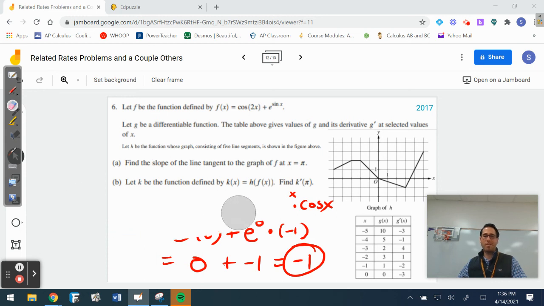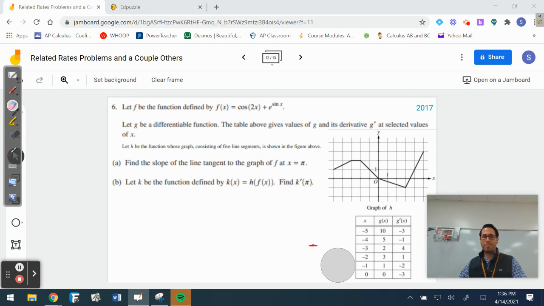They're going to test us on some random concepts of AP Calc. That right there was a derivative, and it had a double chain, right? You got to do the chain for the cosine, the chain for the e. All right, part B. Let k be the function defined by. Find k prime.